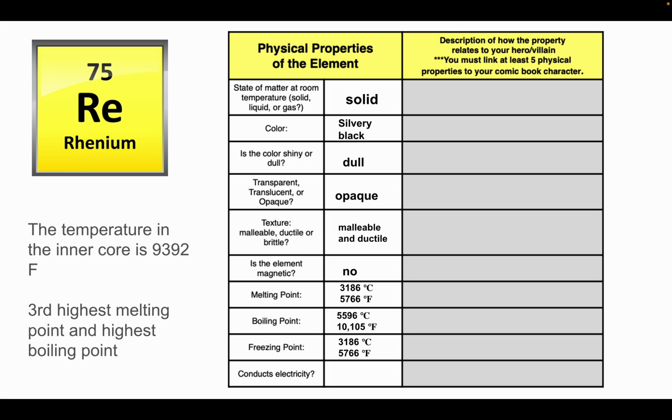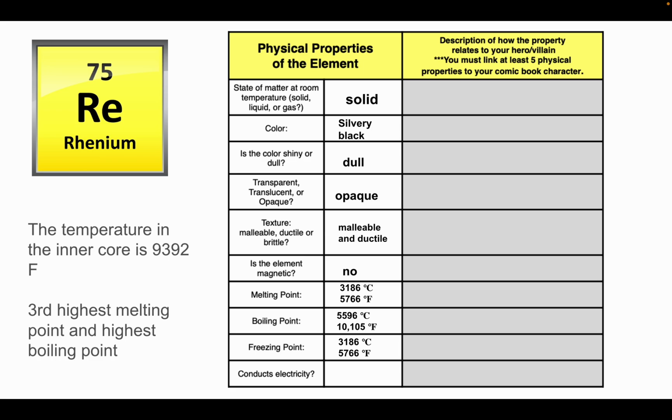Melting point, boiling point: very high. In fact, I found out, and I put this off to the side because I would put this in my other interesting information, the temperature in the inner core of Earth is 9,392 degrees Fahrenheit. So if you look at the melting point of rhenium, it's not quite there, but look at the boiling point of rhenium. It is hotter than the inner core.